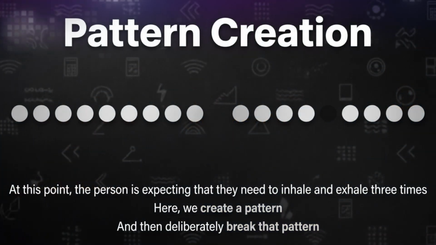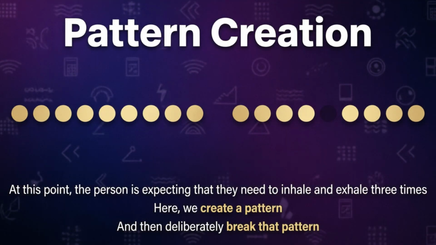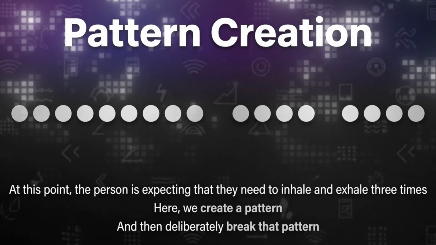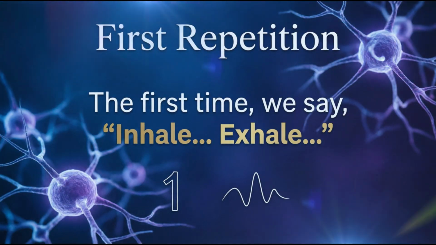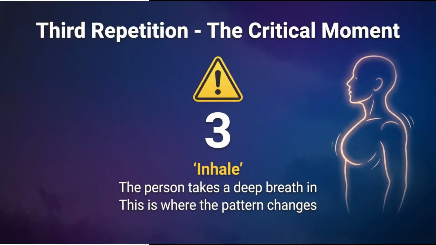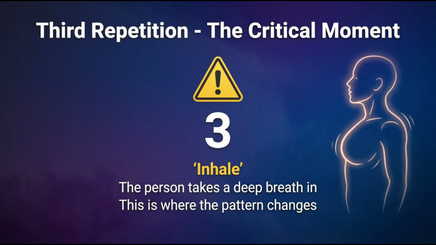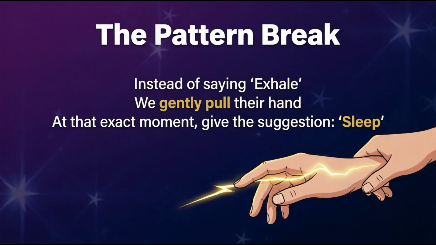At this point, the person is expecting that they need to inhale and exhale 3 times. Here we create a pattern and deliberately break that pattern. The first time we say inhale, exhale. The second time also we say inhale and exhale. However, the third time when we say inhale and the person takes a deep breath in, instead of saying exhale, we gently pull their hand and at that exact moment give the suggestion sleep.